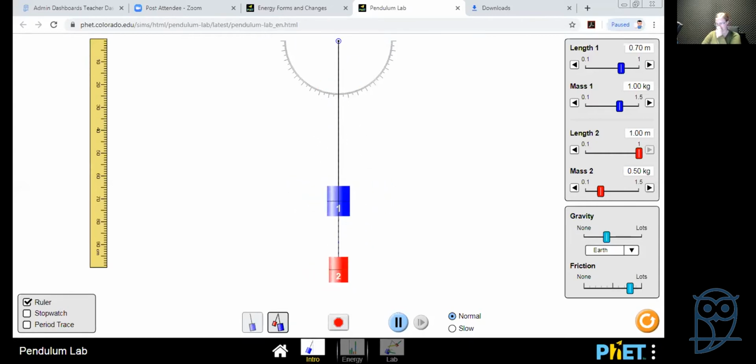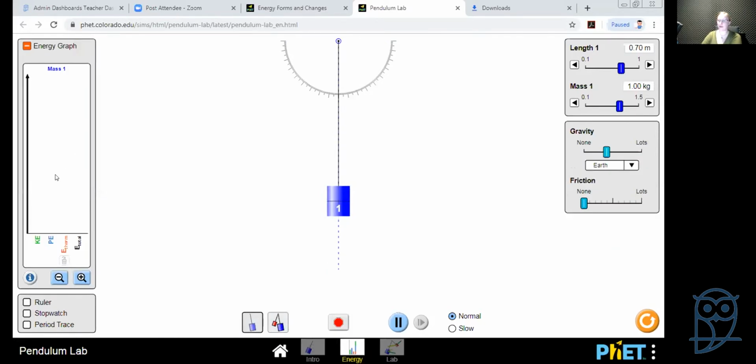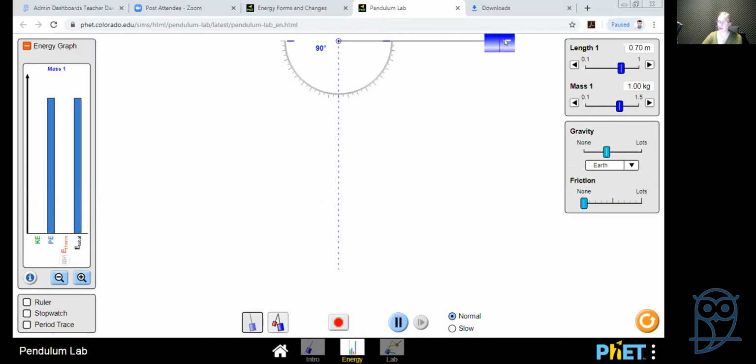Okay, so now let's look at our energy over here. If you look at this graph, that is kinetic energy, that is gravitational potential energy, that is thermal energy, and that is our total amount of energy. If I start it off over here, you will see that my potential energy is very high, because here gravity has the biggest pull on this weight.